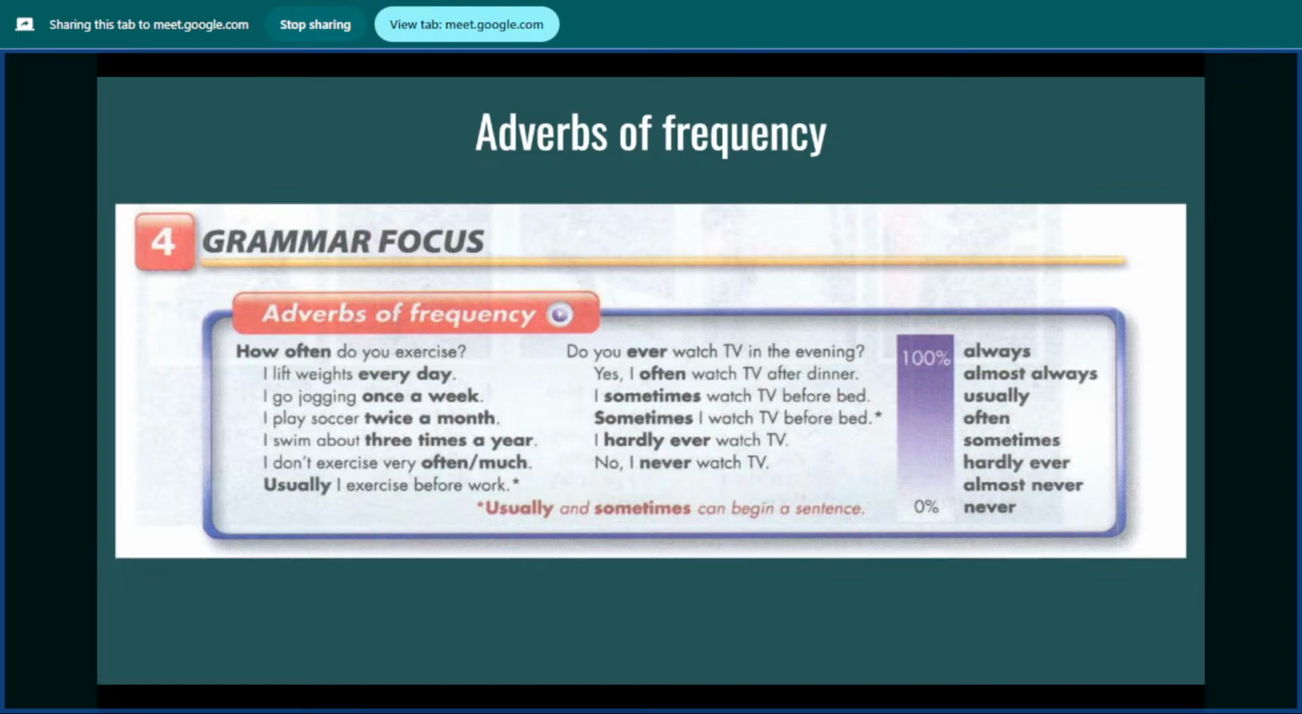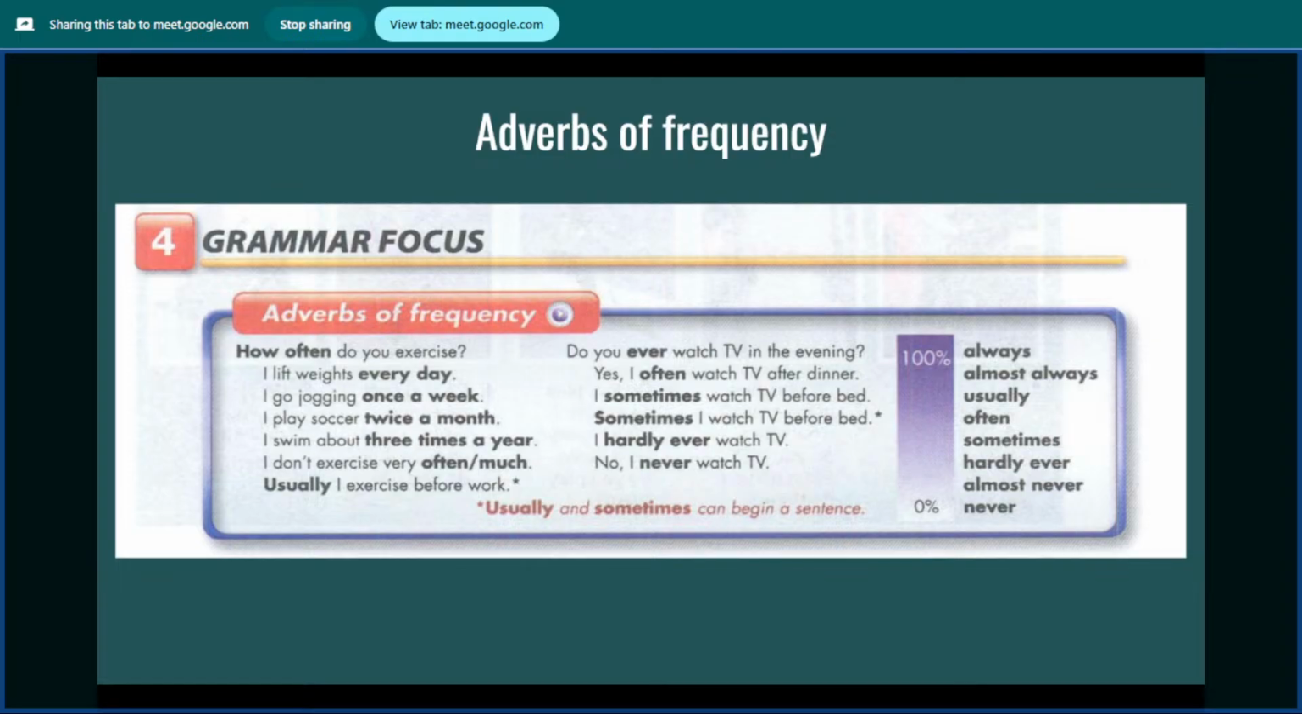Now phrases which are given on the left, every day, once a week, twice a month, 3 times a year, these always come at the end of the sentence. The phrases yesterday, today, which are time adverbs, also always come at the end. Once a week I go to office, no, I go to office once a week. That's how you will say it. So these phrases will come at the end.